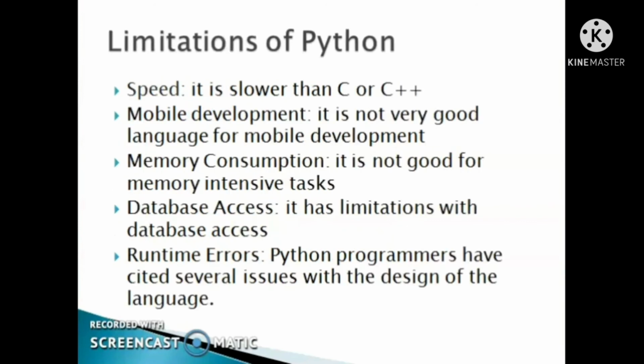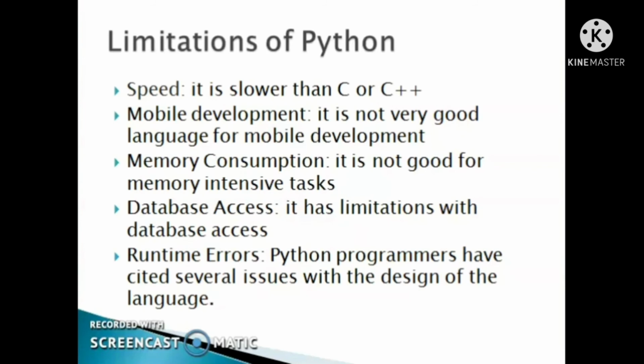Next is limitations of Python. Apart from the several advantages that Python offers, which make it one of the most popular programming languages, it has a few limitations as well. Speed. It is slower than C or C++. However, Python is a high-level language, unlike C++. It's not closer to hardware.